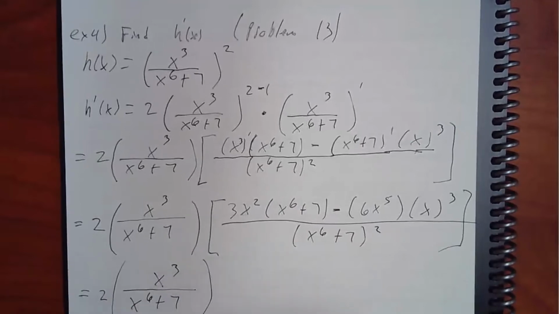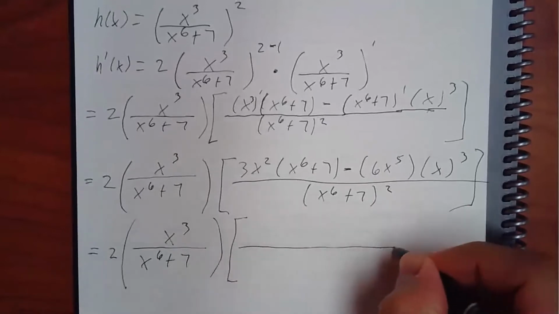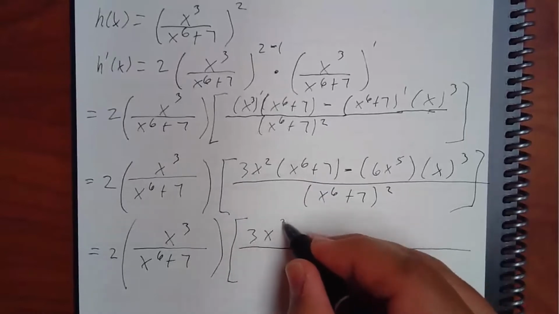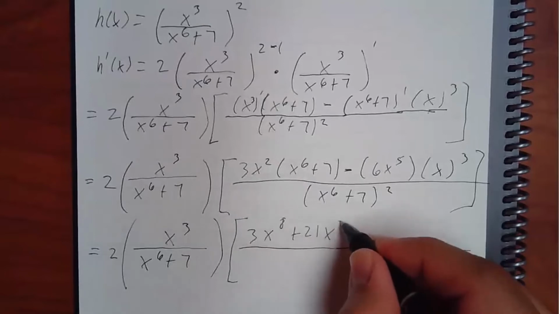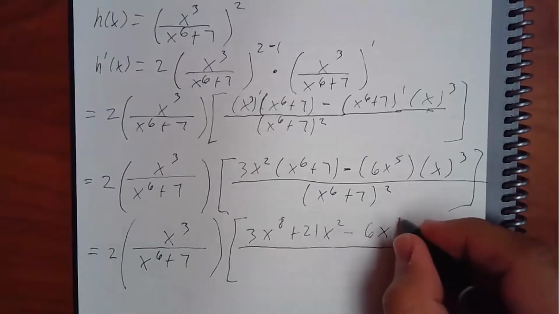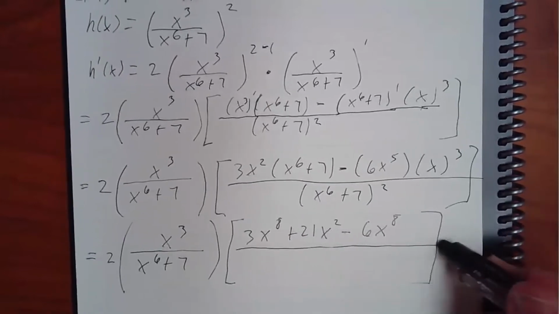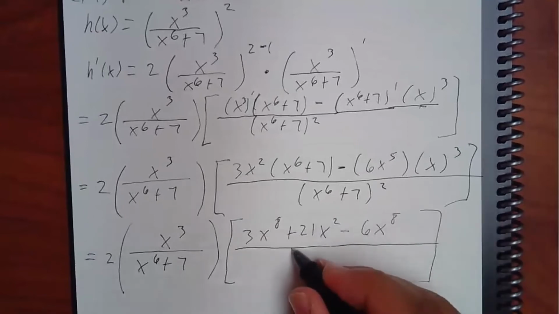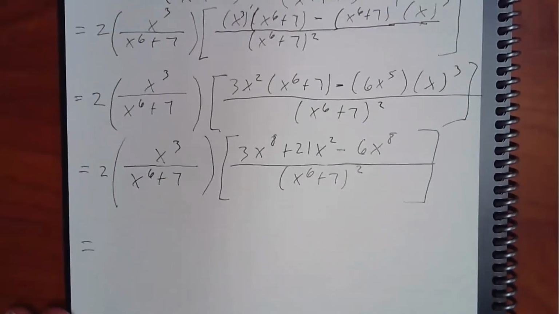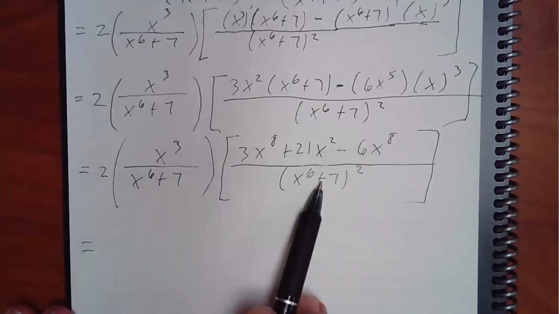Okay, I'll keep going then. So this will be 3x squared times garbage, which will be 3x to the 8 plus 21x squared, minus 6x to the 8, over this square. Now just FOIL this or distribute the x cubed on every single term. Multiply these two together, and we'll be done.